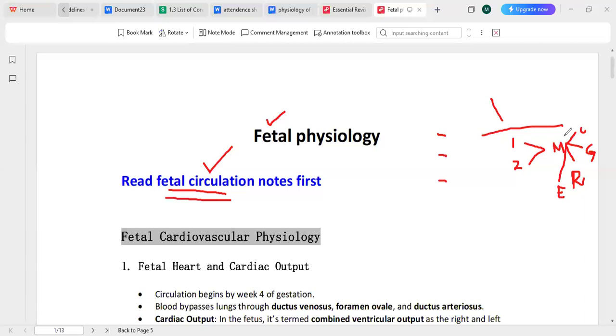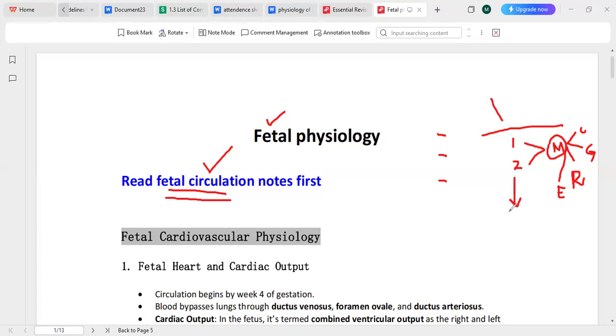The clotting cascade, and very important, hematological changes. So all the topics related to maternal changes are very important. Second, the role of the fetus. Fetal physiology, which we are going to discuss today, is also a very important topic. We have a question.